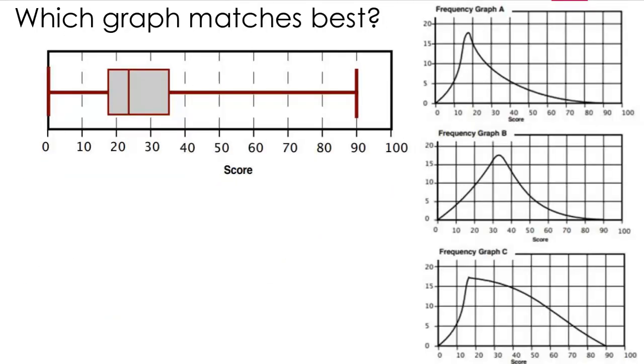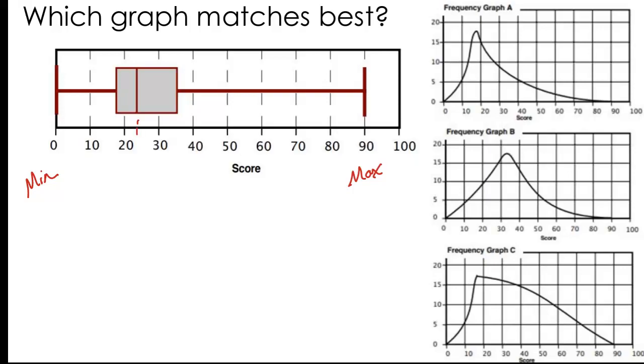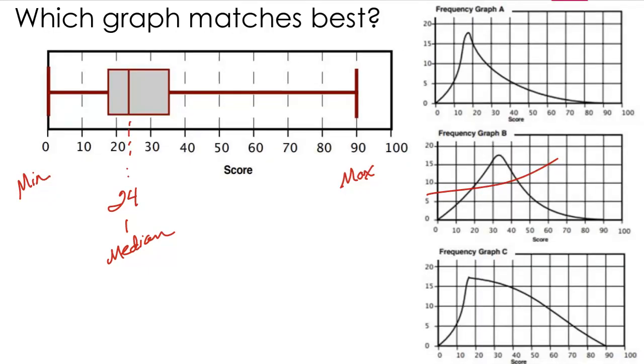Okay. Same exact one. So we have a minimum score of 0, a maximum score of 90. Our median, we said, was maybe 24, 23, somewhere in there. That's our median. Okay. These are frequency graphs. They tell you how much data falls in that area.